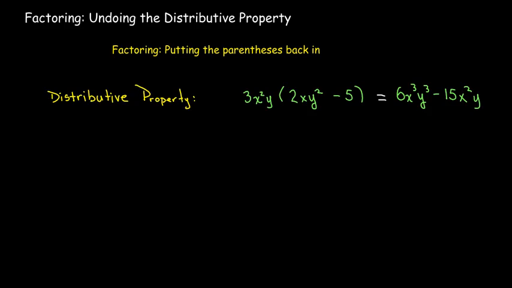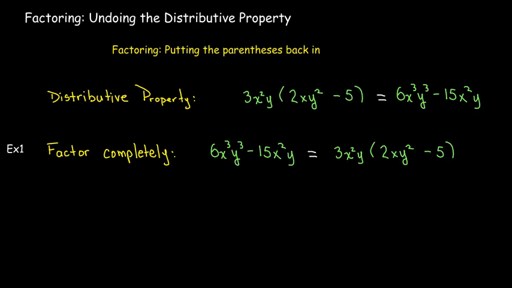So, for example, if I use the distributive property multiplying 3x squared y times the binomial 2xy squared minus 5, I'll get 6x cubed y cubed minus 15x squared y. Factoring would say, let's go the opposite direction. Let's start with 6x cubed y cubed minus 15x squared y, and rewrite that as the product of 3x squared y times the binomial 2xy squared minus 5.